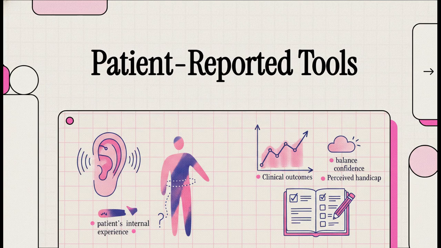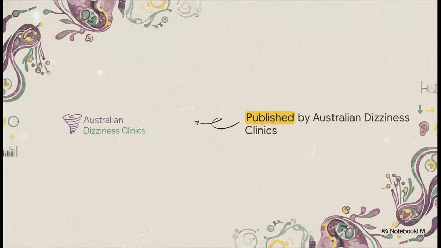Let's jump right in. Welcome to part 2 of our explainer series on vestibular rehabilitation. Today, we're zeroing in squarely on patient-reported tools. As clinicians managing dizziness, we're well aware that performance-based tests really only tell half the story. To grasp what's actually going on, we have to map out the patient's internal experience, their perceived handicap, and honestly, their everyday balance confidence. This explainer is based on the literature review Outcome Measures in Vestibular Rehabilitation: Selecting, Interpreting, and Acting on Patient and Performance Tools, published by Australian Dizziness Clinics, available at australiandizzinessclinics.com.